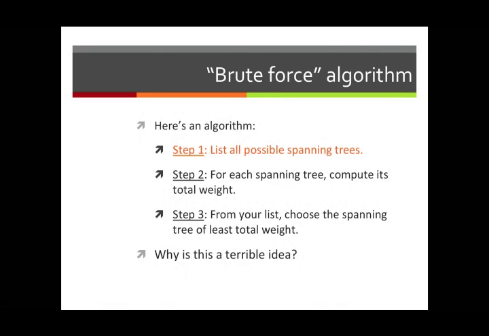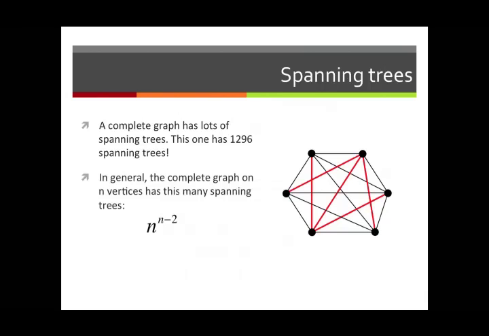We've thought about this very same kind of algorithm before, not in connection with this problem, but similar sorts of problems. And right away, there should be a red flag going up as soon as you see what step 1 is, because it says list all possible spanning trees. Now look, a complete graph has lots of spanning trees. As we've already said, the one shown over on the right has 1,296 spanning trees. So if you were going to use the proposed algorithm to solve this problem, step 1 would say list all 1,296 spanning trees.